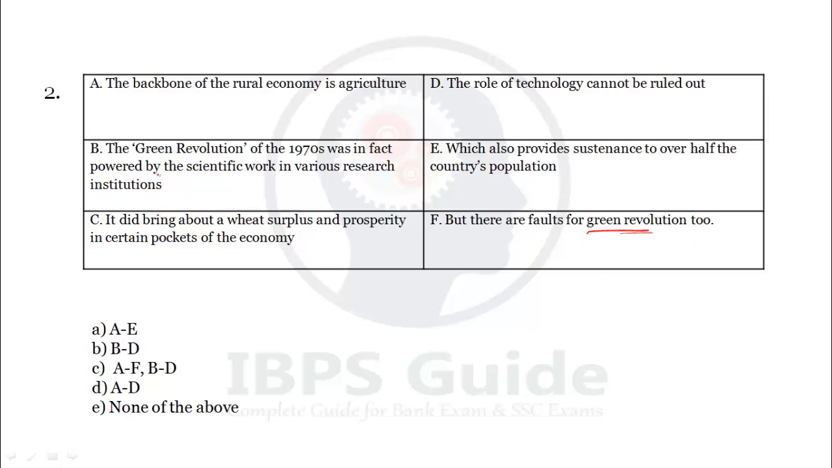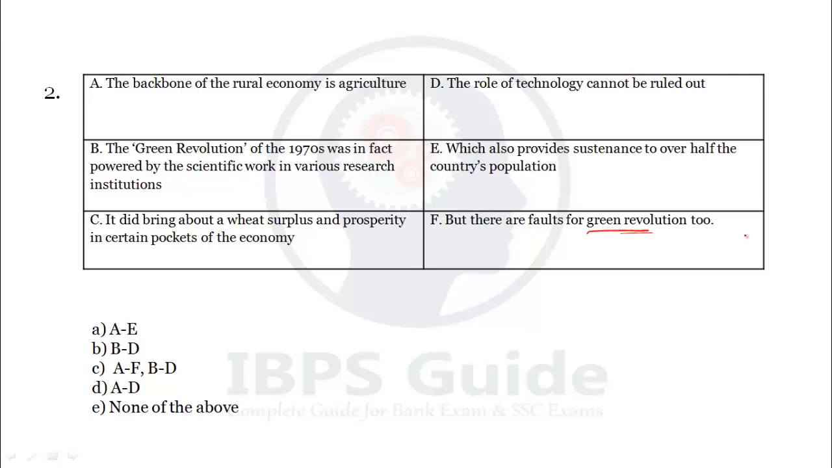B and D: the Green Revolution of the 1970s was in fact powered by the scientific work in various research institutions. The role of technology cannot be ruled out. So can it be matched? No. But if we take the Green Revolution of the 1970s was in fact powered by the scientific work in various research institutions, but there are faults for Green Revolution too, it can be the option, but we do not have any option of B and F.